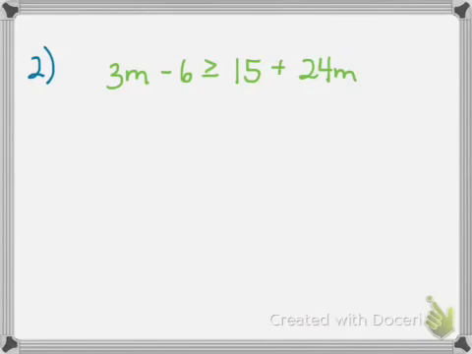So remember, I have to distribute first, but here I don't see any parentheses, so I don't distribute anything. And then I also see that I can't really combine like terms on the left side or on the right side. So I'm going to skip to step 3, where I get all the variables on one side, the constants on the other side. So I'm going to subtract 24m from both sides.